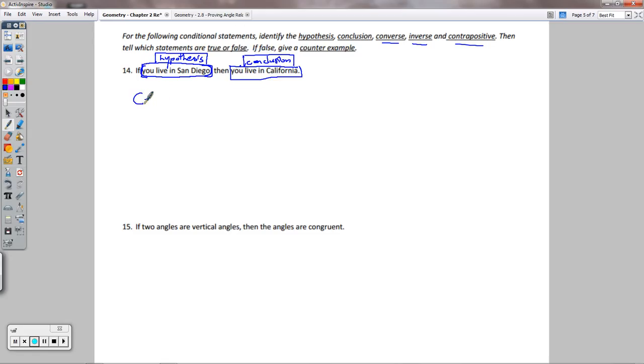So converse, think of switching shoes to Converse brand shoes. We're going to switch our shoes to Converse. We're going to switch the statements in the converse statement. So if you live in California, then you live in San Diego.